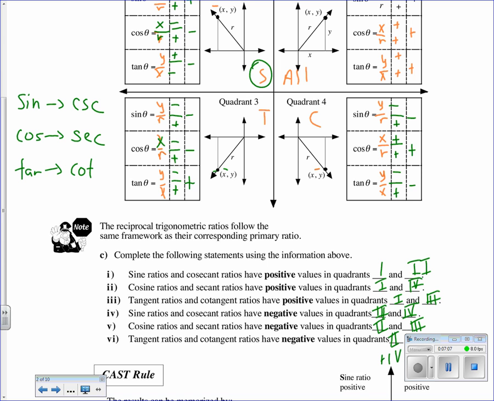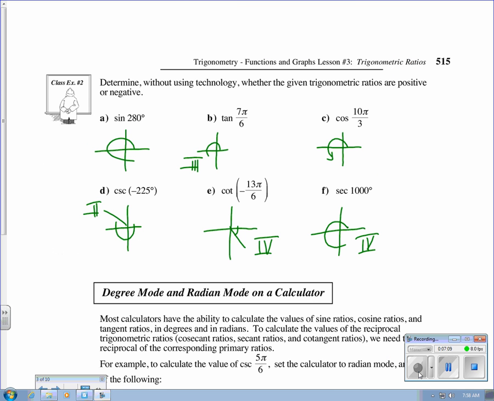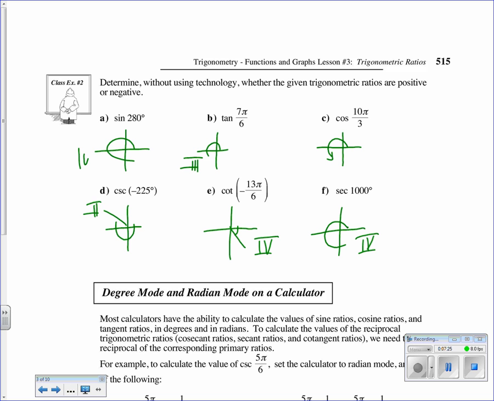Let's try some of these ratios out. So I've done a little bit of drawing for these trig ratios. You should have done some work already with radians and degrees and kind of know where things end. Sine 280 ends in quadrant number 4. And I'm just going to have that CAST rule up as my relationship determiner. So when sine's in quadrant number 4, it's negative.